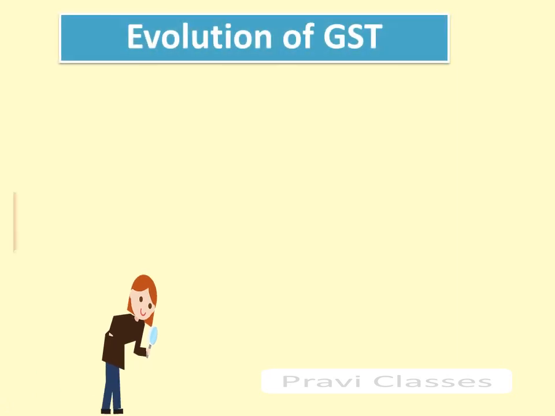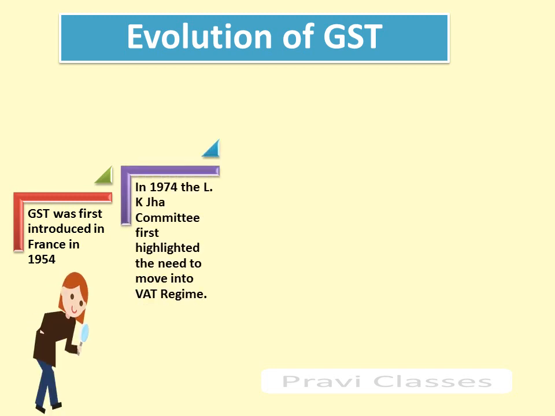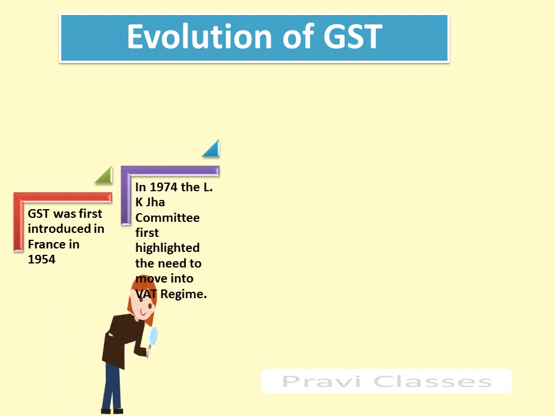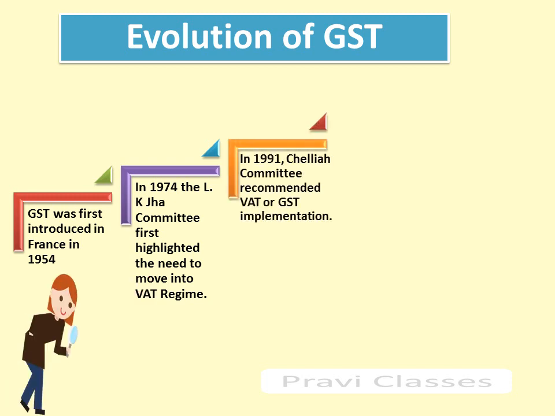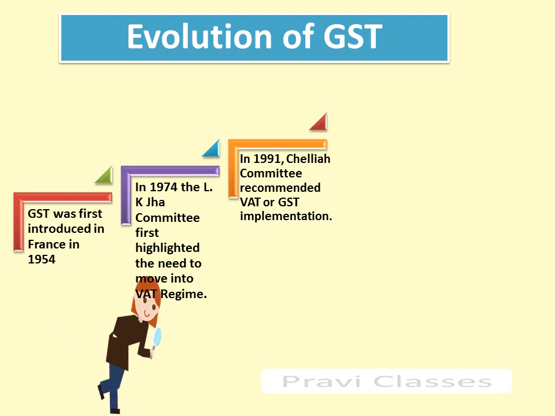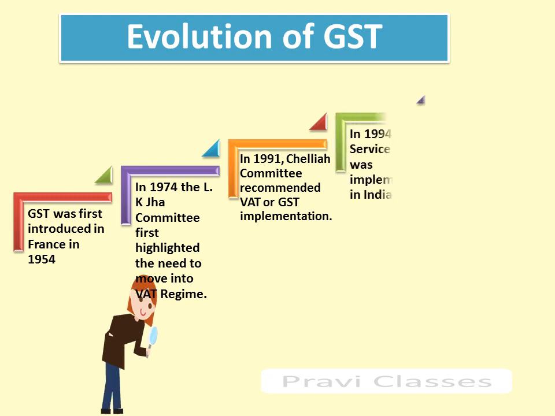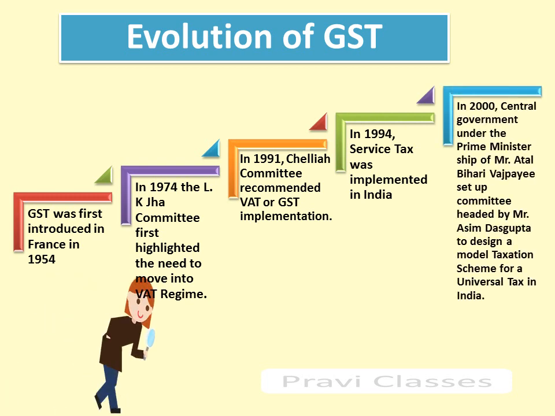Evolution of GST. GST was first introduced in France in 1954. In 1974, the Alcazar Committee first highlighted the need to move into a VAT regime. In 1991, Chella Committee recommended VAT or GST implementation. In 1994, service tax was implemented in India. In 2000, the central government under the Prime Ministership of Mr. Atal Bihari Vajpayee set up a committee headed by Mr. Asim Das Gupta to design a model taxation scheme for a universal tax in India.